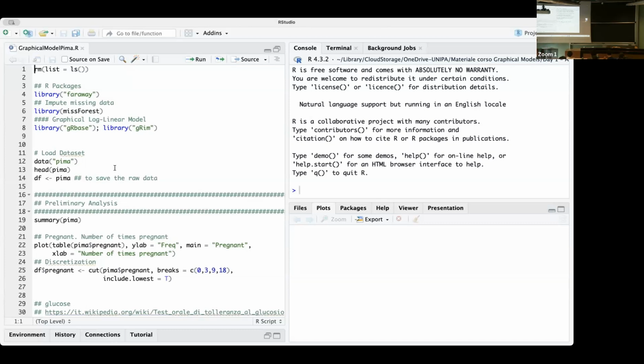Yeah, more or less. Okay. Let's assume that I have a hierarchical log linear model. Can I check whether that log linear model is also graphical? Yes, yes.